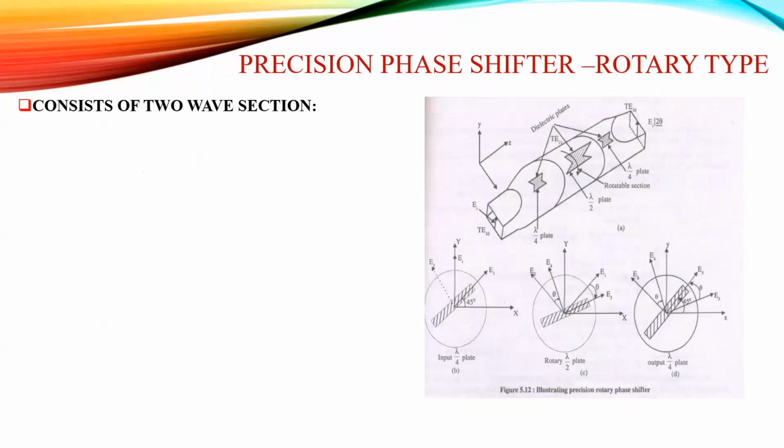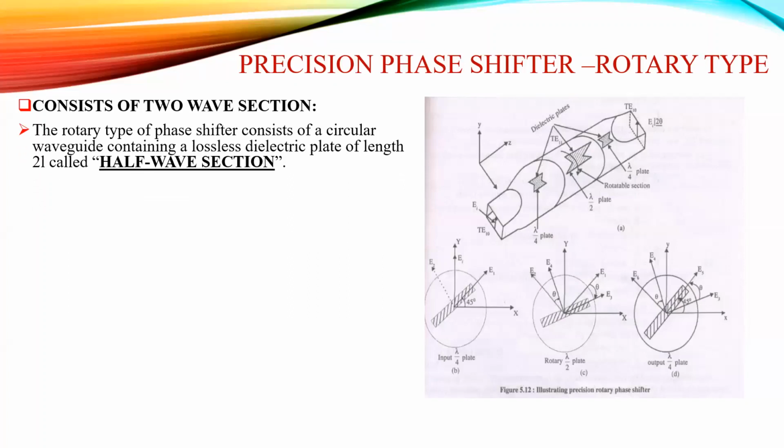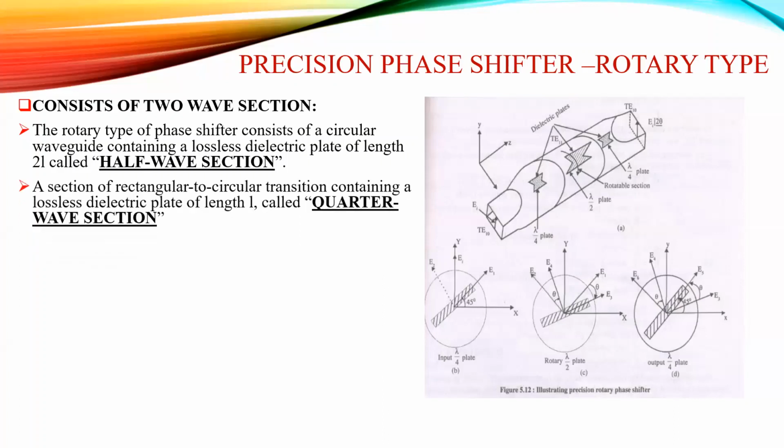A precision phase shifter consists of two wave sections: one is a half wave section and the other is a quarter wave section. The rotary type of phase shifter consists of a circular waveguide containing a lossless dielectric plate of length 2L, which is known as the half wave section. Secondly, a section of rectangular to circular transition containing a lossless dielectric plate of length L is known as the quarter wave section. The only difference is that if the lossless dielectric plate is of length 2L, it is called the half wave section, and if it is L, it is known as the quarter wave section.